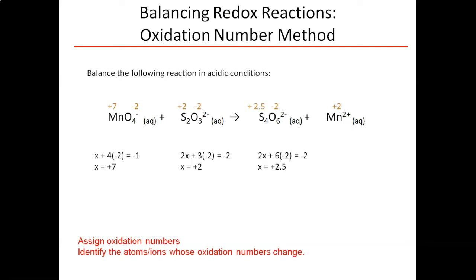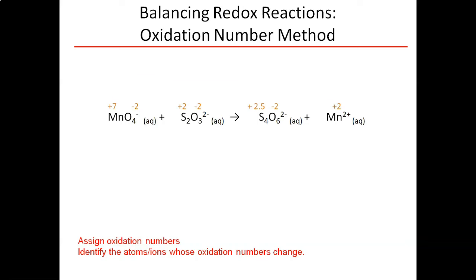Okay? And so now, once we've assigned all of our oxidation numbers, our next thing is to identify the entities that had their oxidation numbers change. Here, we can see that manganese's oxidation number went from +7 to +2. Since its oxidation number is less positive, more negative, it gained electrons, and so it underwent reduction. And we can see that sulfur's oxidation number got more positive, so therefore it underwent oxidation.